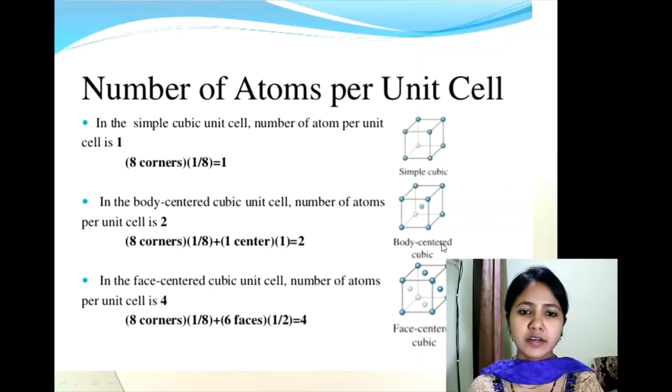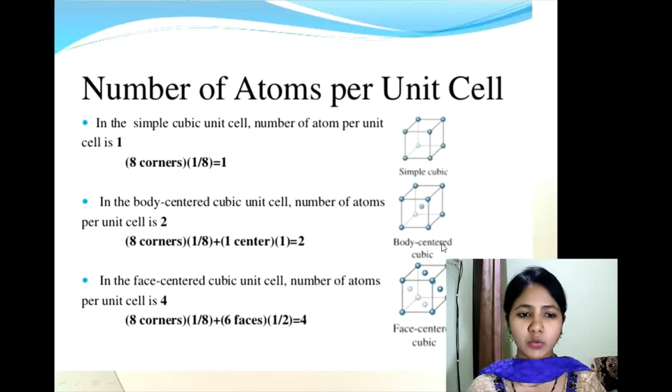See the next one. In a BCC unit cell, the number of atoms per unit cell is equal to 2. Now what is the case of BCC, body centered cubic? 8 atoms at the corner plus 1 atom at the center of the cube. You can see here 8 atoms in the corner. What is its contribution to that unit cell? 8 into 1 by 8, which is equal to 1, plus 1 atom at the center of the cube, which is equal to 2. Got it? So the total number of atoms per unit cell in BCC is equal to 2.